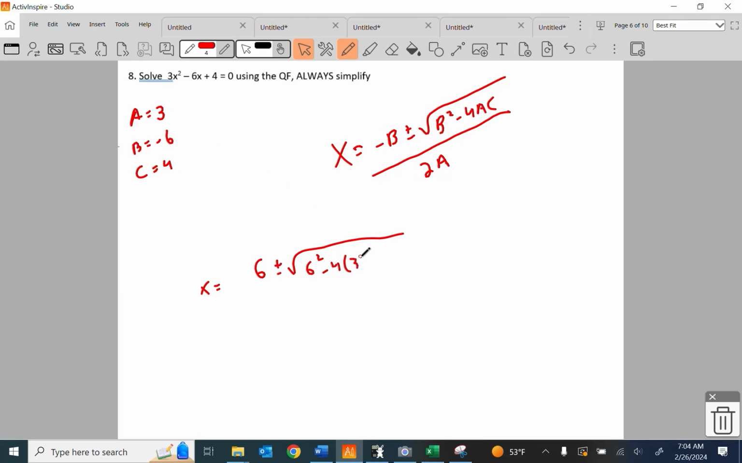A is 3, C is 4. All over twice A, twice a 3. So you have 6 over 6 there, plus or minus. And that 6 isn't going anywhere. It's under both pieces of the numerator. Inside the radical is 36 minus 48.